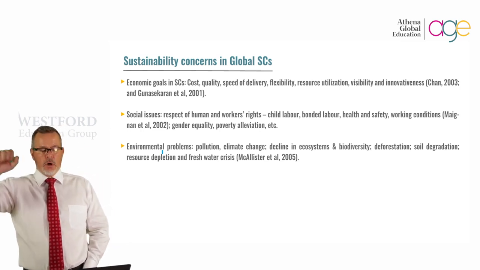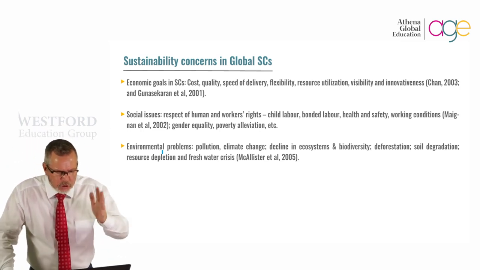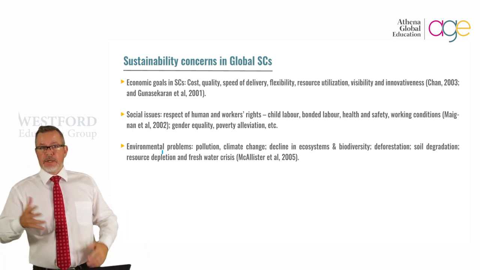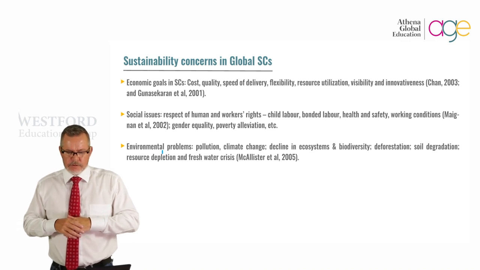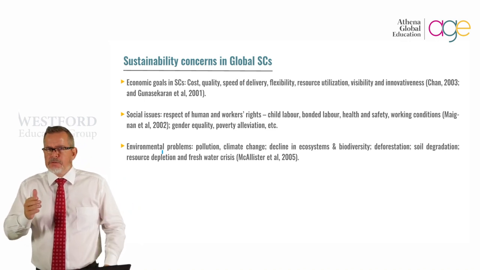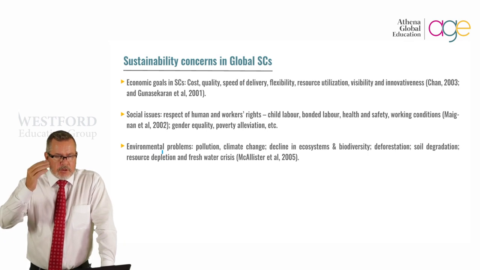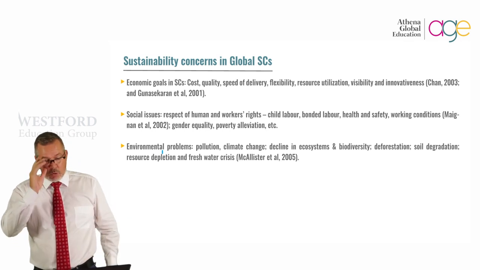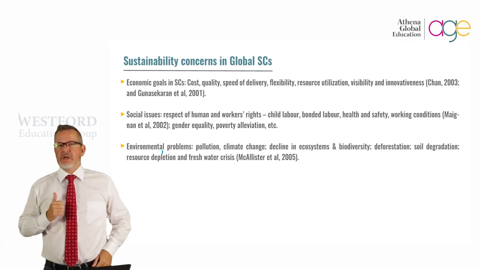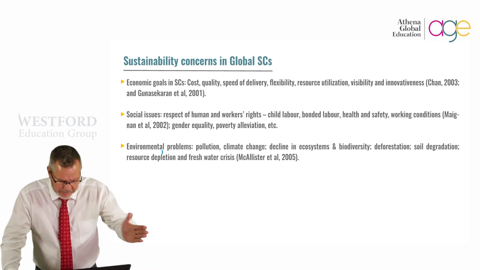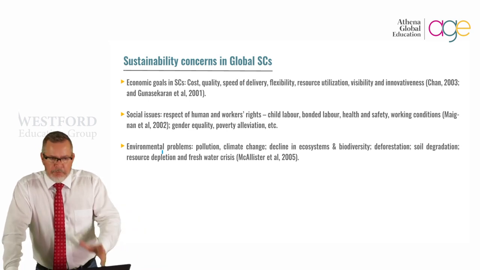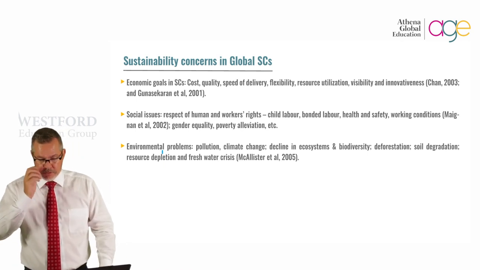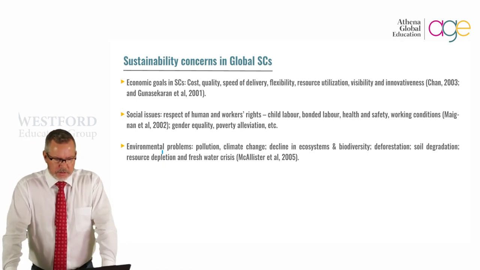If I look at the economic goals as an example, there's cost, quality, speed of delivery, flexibility, resource utilization, visibility, and innovativeness. So that's some of the things that I look at in terms of the concerns. Social, because remember, I will look at economy, social, and environment. Social, the challenges or concerns, really, respect for human and workers' rights, those that work in the supply chain. Avoid and eradicate child labor, bonded labor, health and safety concerns, and working conditions.